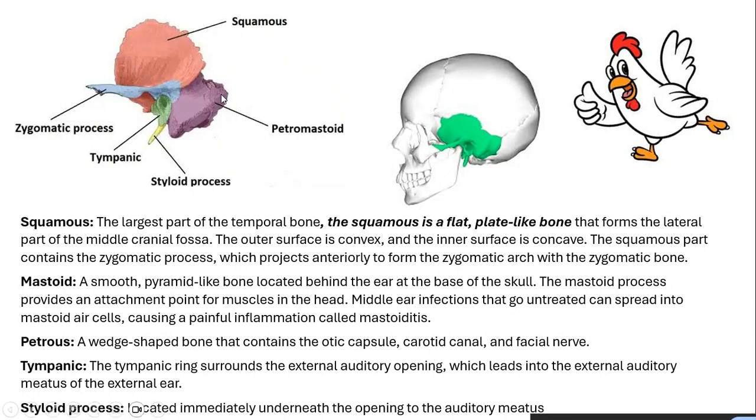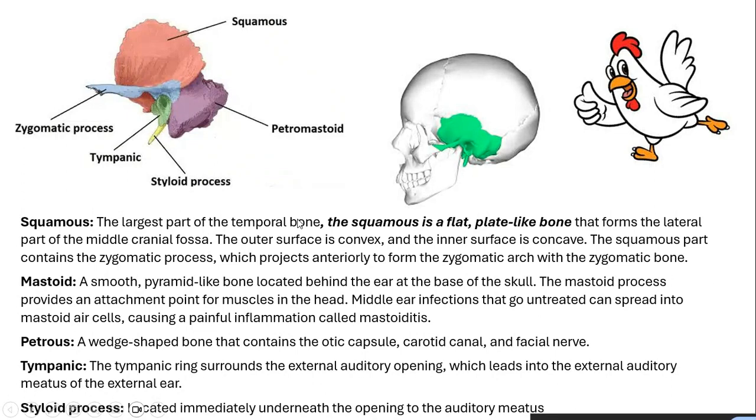All right. It has a zygomatic process. As you can see, this is the zygomatic process, and this is the styloid process. This is the tympanic process. Any type of protrusion should be considered a process. As you can see, there's a little protrusion here. This is the squamous area. And this particular area is the petromastoid. So if you see this chicken, it is perfect in the shape of a temporal bone.